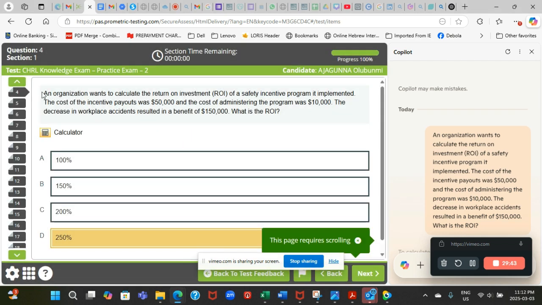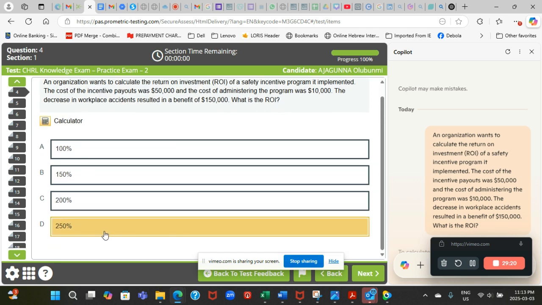The question says, an organization wants to calculate the ROI of a safety incentive program it implemented. The cost of the incentive payouts was $50,000, and the cost of administering the program was $10,000. The decrease in workplace accidents resulted in a benefit of $150,000. What is the ROI? All right. So I had selected 250, but like you saw, the correct answer says it's 150.